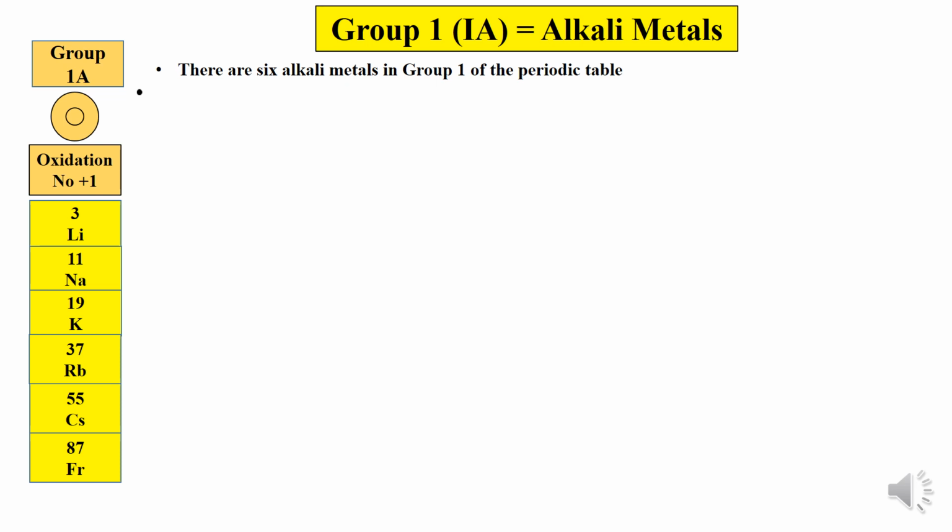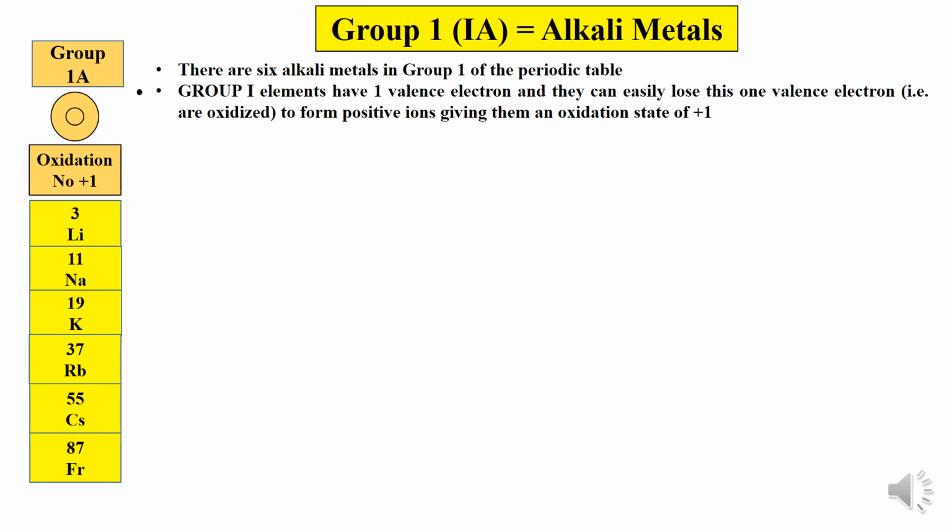So, there are 6 alkali metals in group 1 of the periodic table. They are lithium, sodium, potassium, rubidium, cesium and francium. Now, group 1 elements, as I already mentioned, have one valence electron and they can easily lose this one valence electron to form positive ions, giving them an oxidation state of +1.